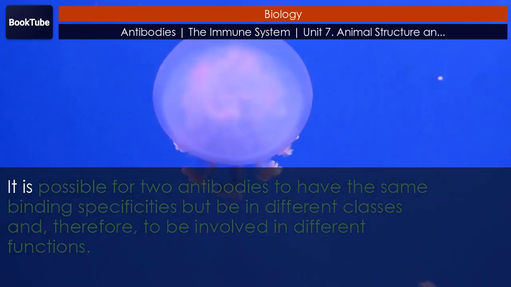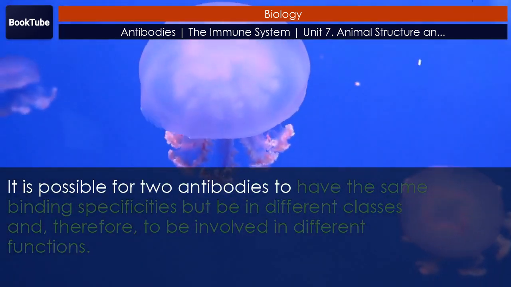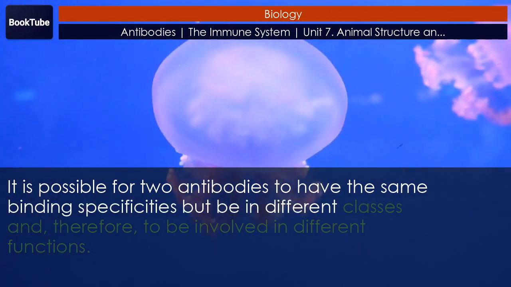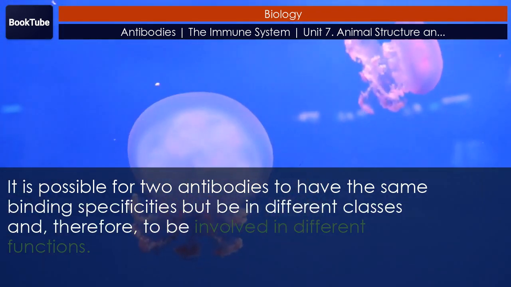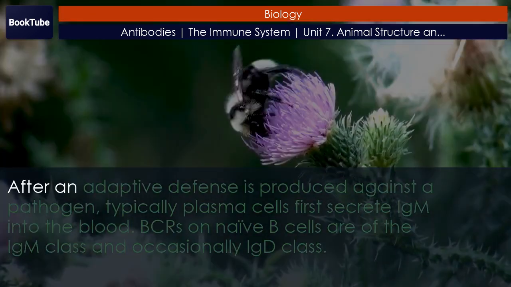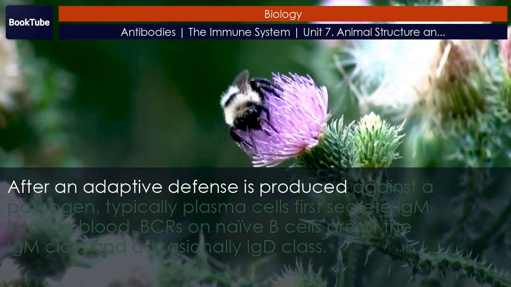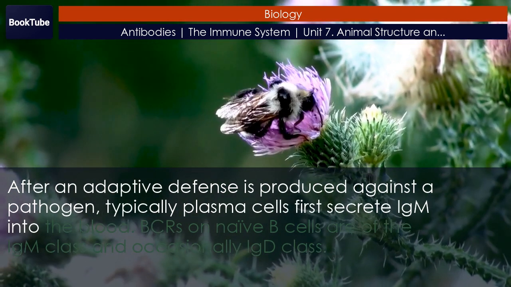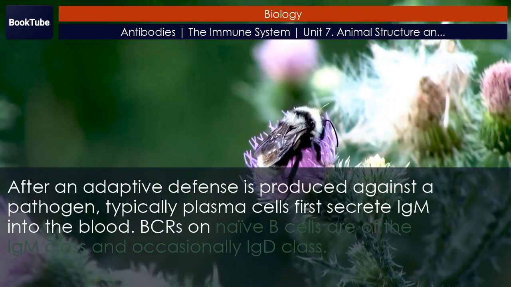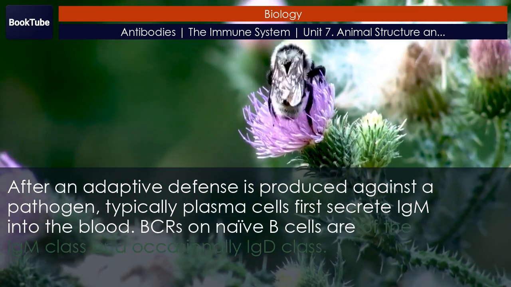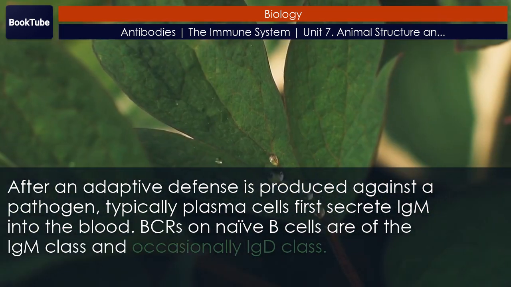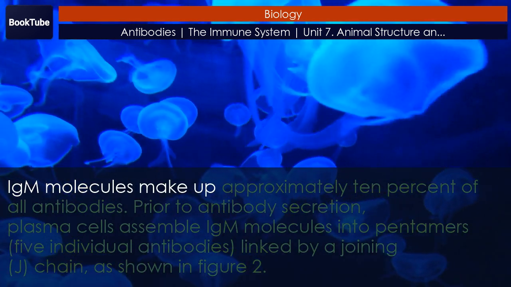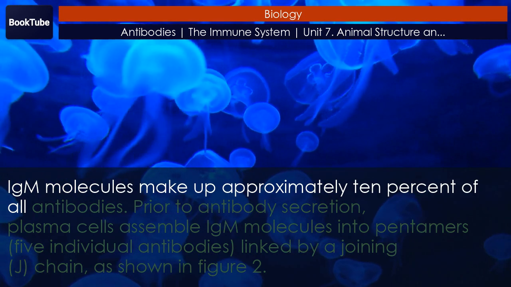It is possible for 2 antibodies to have the same binding specificities but be in different classes and, therefore, to be involved in different functions. After an adaptive defense is produced against a pathogen, typically plasma cells first secrete IgM into the blood. BCRs on naive B cells are of the IgM class and occasionally IgD class. IgM molecules make up approximately 10% of all antibodies.